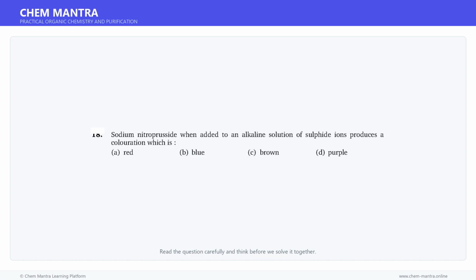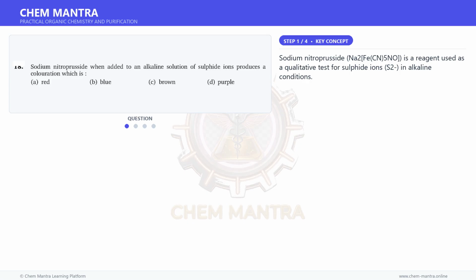Here is a question. Read it carefully and think about the answer. Let us solve it step by step. Let us first understand the key concept here. Sodium nitroprusside, Na2[Fe(CN)5NO], is a reagent used as a qualitative test for sulfide ions, S2-, in alkaline conditions.